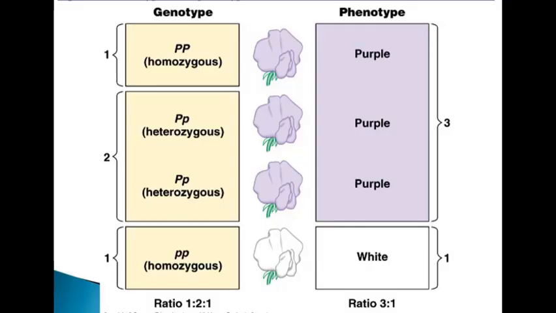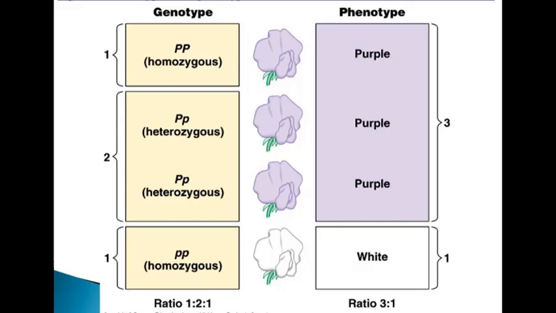Now, two other important terms are genotype and phenotype. The combination of alleles that an organism has is called the genotype. The physical measurable outcome is called the phenotype. In a heterozygous scenario, the phenotype, that is the physical outcome of the trait, will be that of the dominant allele, a purple flowered pea plant in this case.